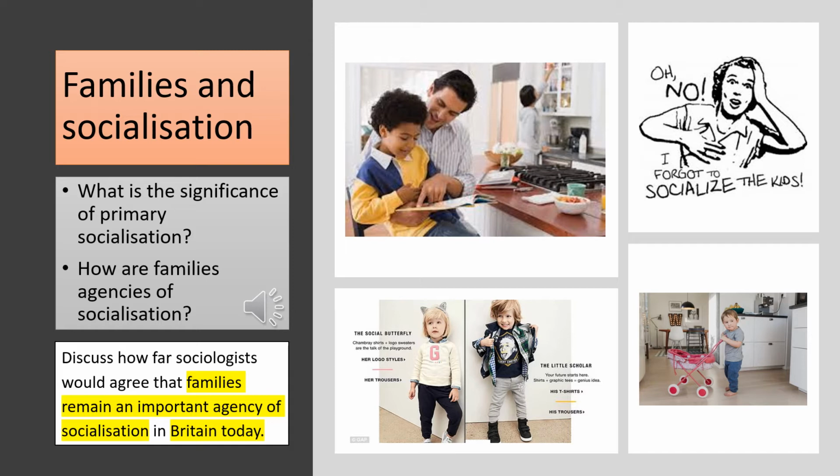Therefore, if you've got a question like this one, discuss how far sociologists would agree that families remain an important agency of socialisation. Notice it's in Britain today. So therefore you can talk about change over time to show really good understanding. You can go back to, say, Marx's time in the Industrial Revolution, the 1950s, and the formation of teenage culture and things like that. And you can talk about how there's been wider changes in society which reflect how parents interact with their children, the idea of child-centeredness, for example, and that can link to lots of different issues.